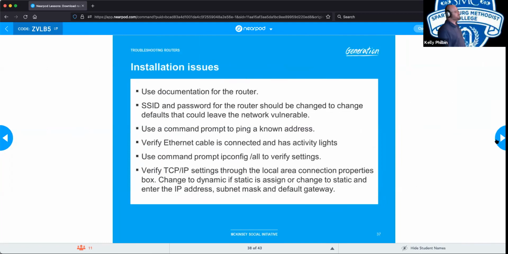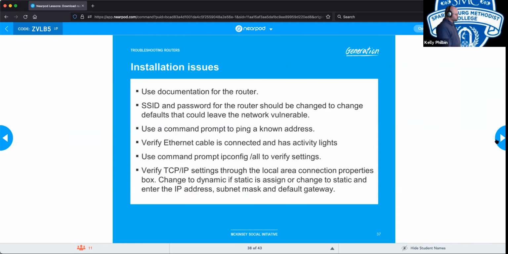Installation issues. One of the first things we should always check if we have issues is the documentation. It comes with a big thick book. They don't just send it for fun. It actually has good info in there. So always go to your documentation, look for it.